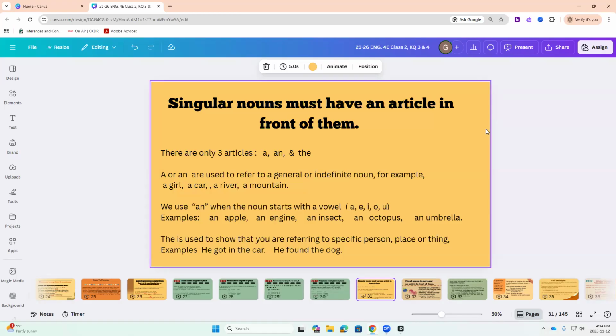The word "the" is used to show that you're referring to a specific person, place, or thing. Like, he got in the car. Usually when we're saying that, we mean our car; "a car" would be no. He found the dog, like not any dog, but the dog that he was looking for.